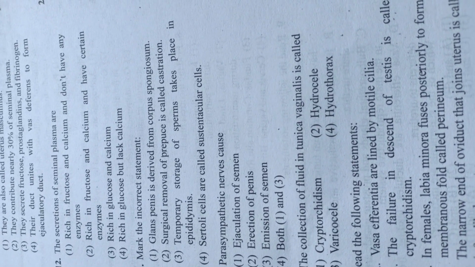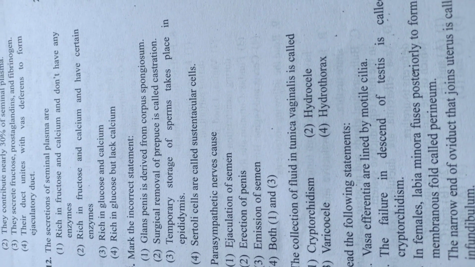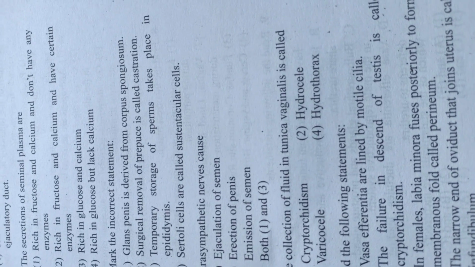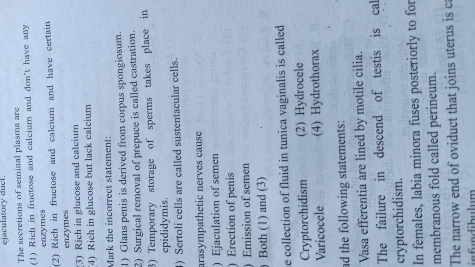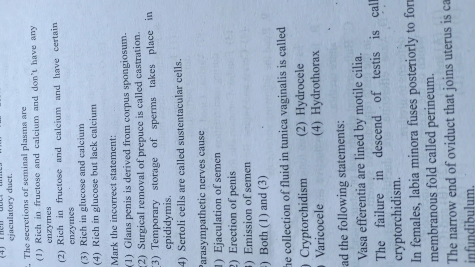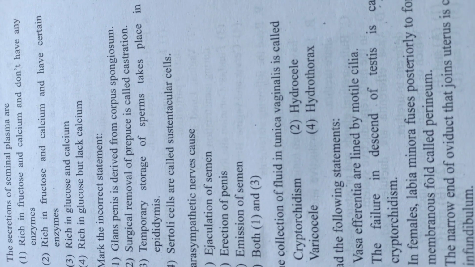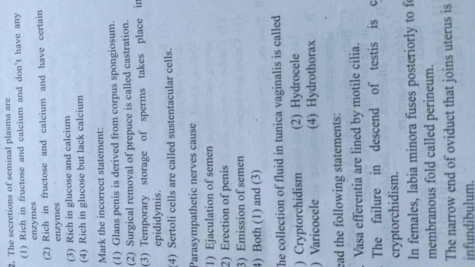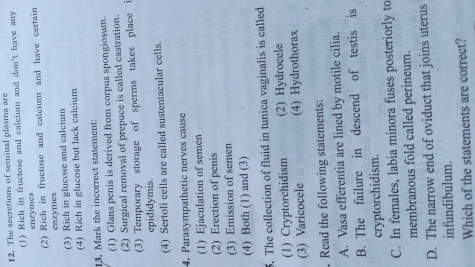Next, third option, temporary storage of the sperm takes place in the epididymis. That is the right option. Sertoli cells are called the sustentacular cells. The meaning of sustentacular cells is supportive cells. Suppose neuroglia cells are also sustentacular cells. Why? Because they are the supportive cells. Here the Sertoli cells are also called sustentacular cells because they support by giving nourishment. So for question number 13, option 2 is the incorrect option.